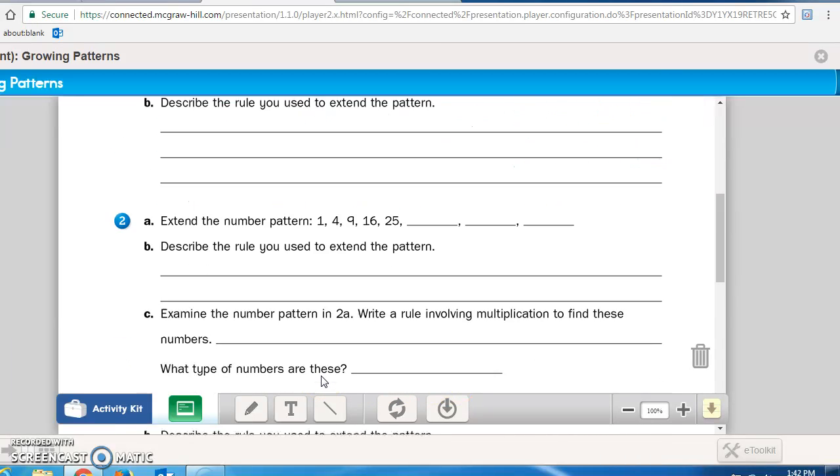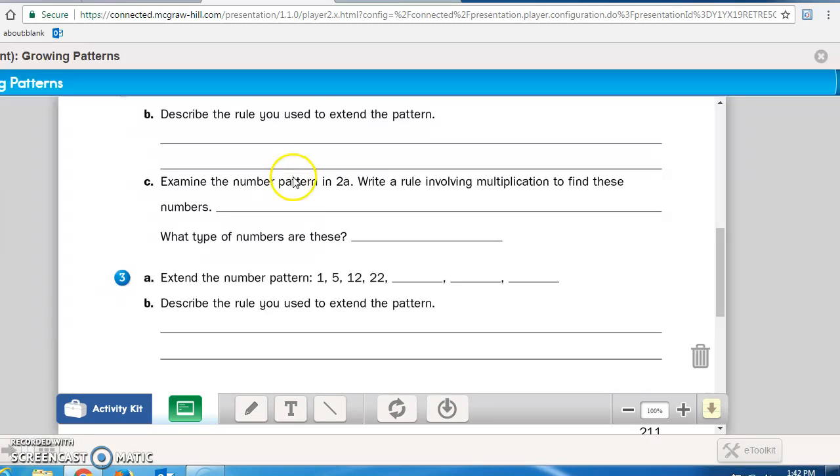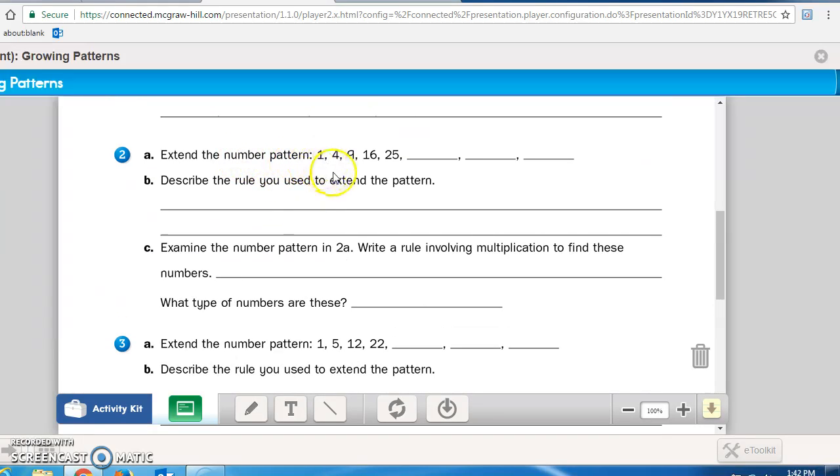Number 2 asks you to extend the number pattern 1, 4, 9, 16, 25. What would be the next number? You're going to have to figure out, how did 1 become 4? And then what did you do to 4 to become 9? And then what did you do to 9 to become 16? And so on. So you know what to do to finish it. Describe the rule you used to extend the pattern.